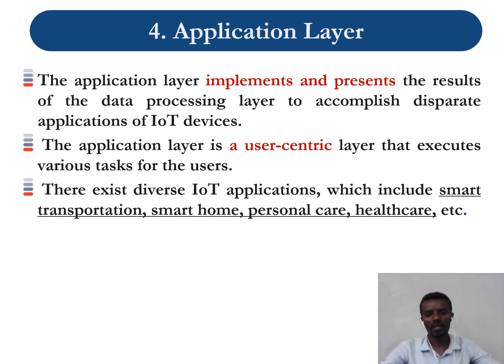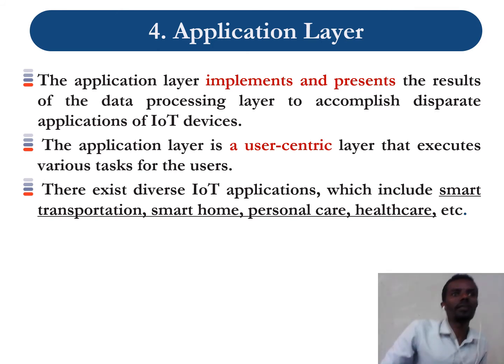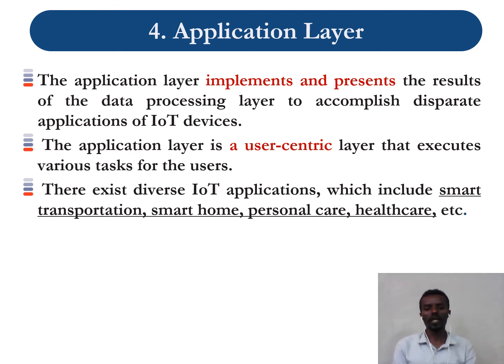So the application layer is the user-centric layer that executes various tasks for the users. The final result of the thing sensed from the first sensing layer can be displayed through the application layer for the users. There are devices for the diverse IoT applications, which include smart transportation, smart home, personal care, or health care, and these can be checked through the application layer devices, and the user can directly see these things.